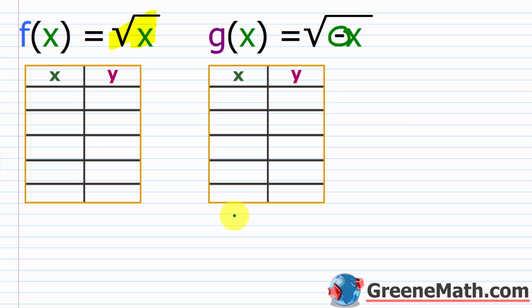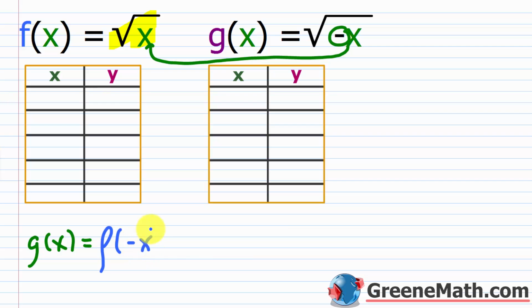So really, I could say if I plugged in a negative x for x in that function, I'd have my g of x, right? So I could now define g of x by saying it's f of negative x. Again, if I take a negative x and plug it in for x, I'm going to have my g of x. G of x is the square root of negative x. Okay, so now that we understand that, let's think about what's going to happen with this one.